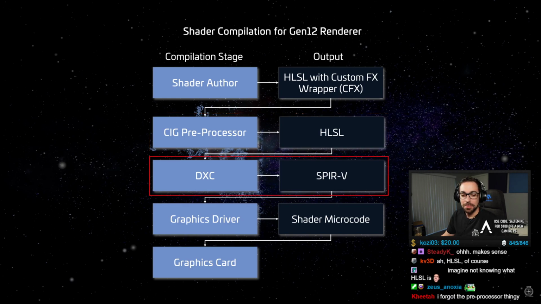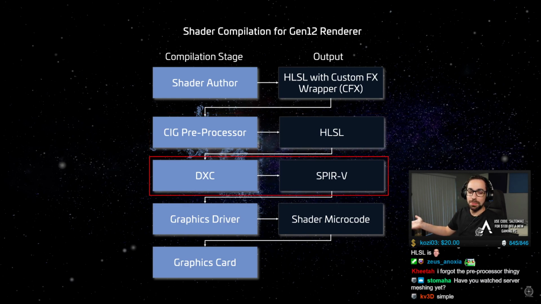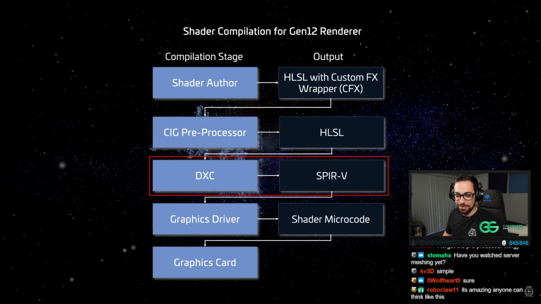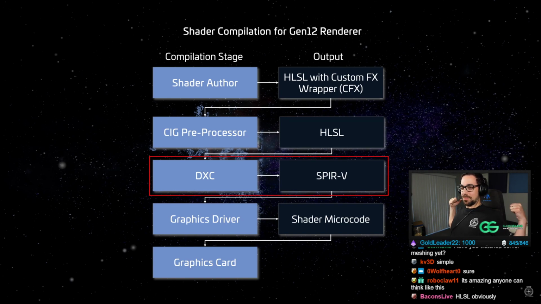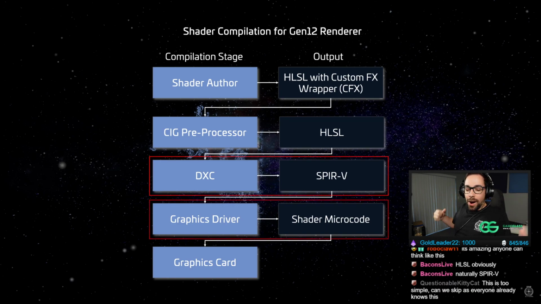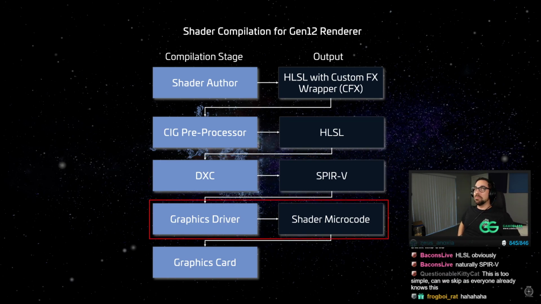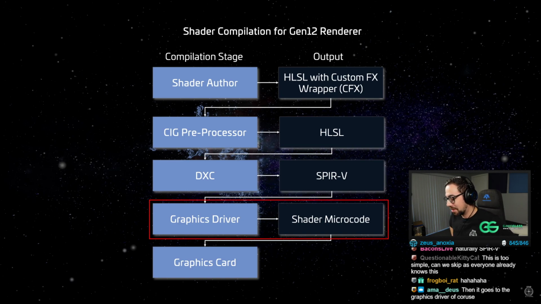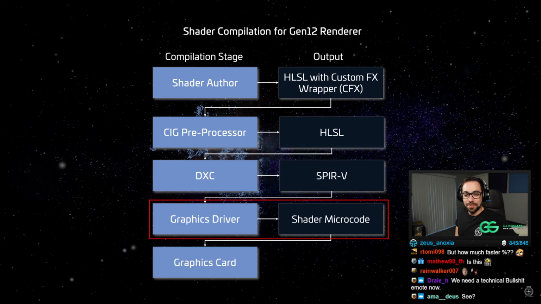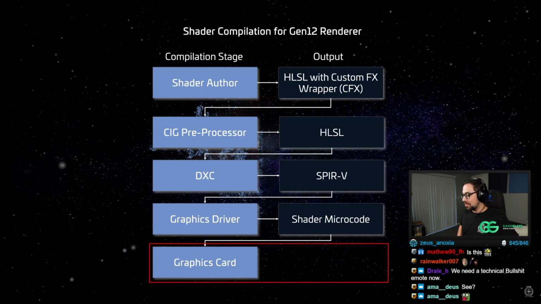and DXC will change this into SPIR-V. It's at this stage that we can carry out any additional compiler optimizations and improve compile time performance even more. SPIR-V is then passed to the driver, and the driver will then change this into microcode, which will run specifically on your GPU hardware.